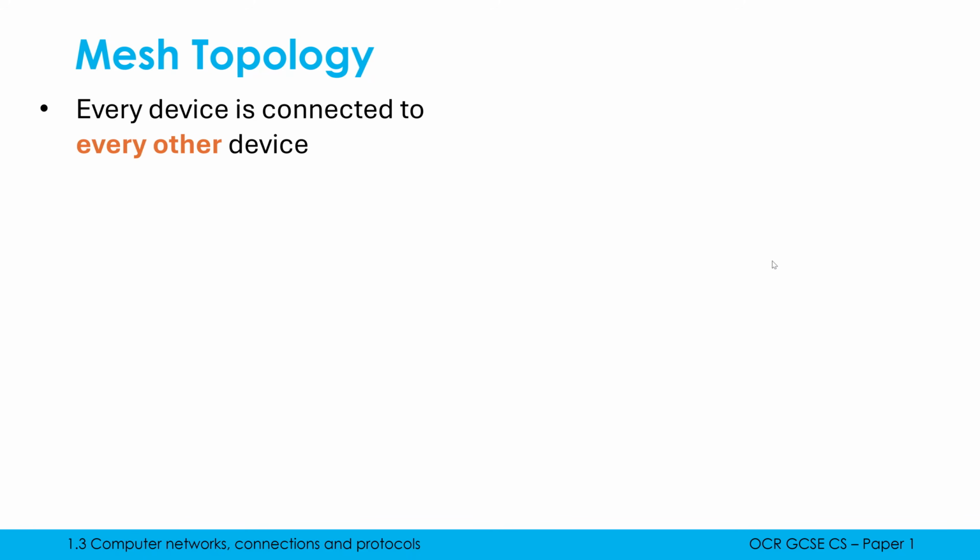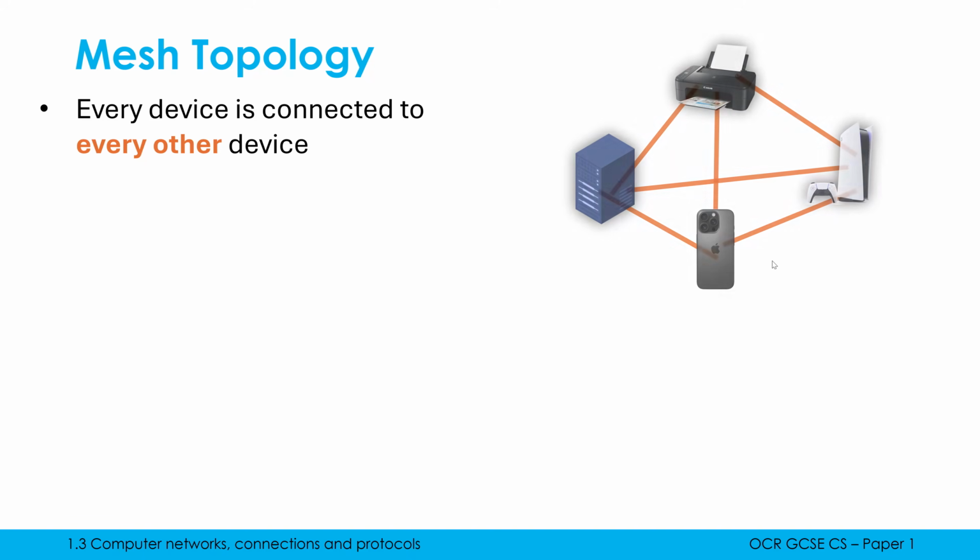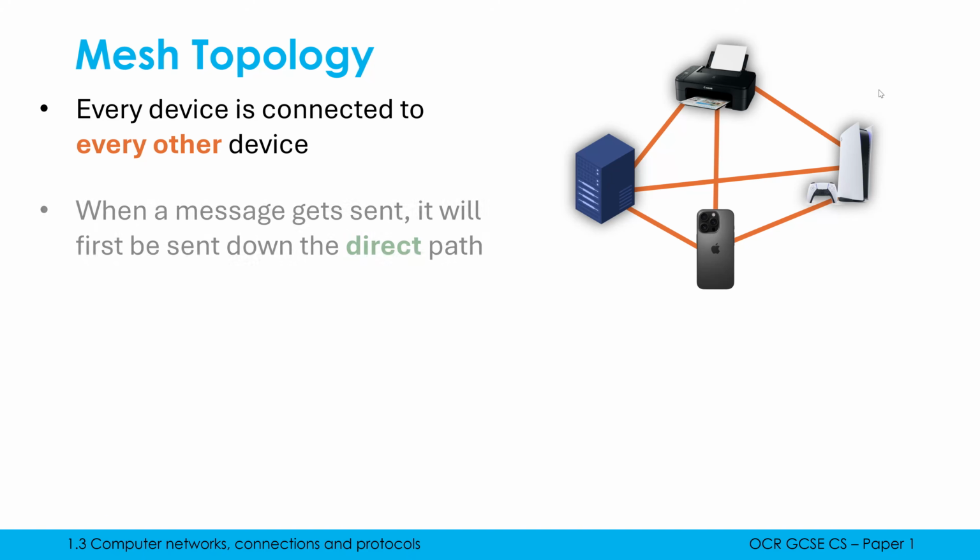An alternative arrangement to the star topology is the mesh topology. In this approach, every device is connected to every other device. So it looks more like this if we were to draw it as a diagram. Now we typically think of these as being wires, which they are in most cases. It could be wireless, but typically this would be wired in a mesh topology. But every device has got a connection to every other device. So when a message needs to get sent, it will be sent down the direct path to the destination. If I want to print something from my phone, I send it directly to the printer.